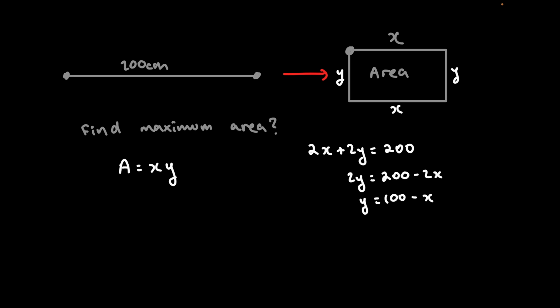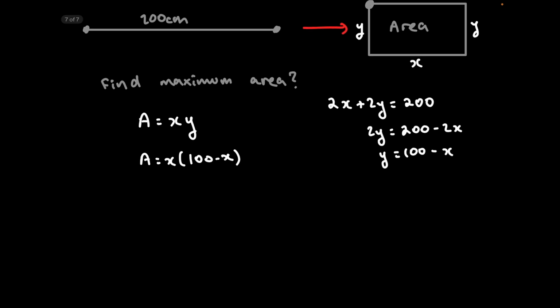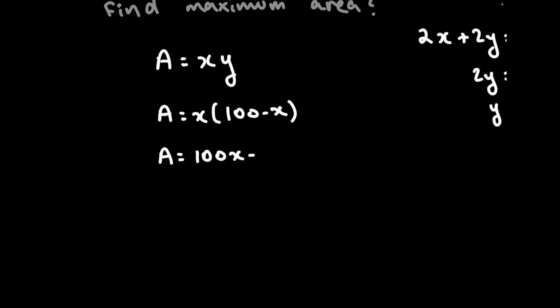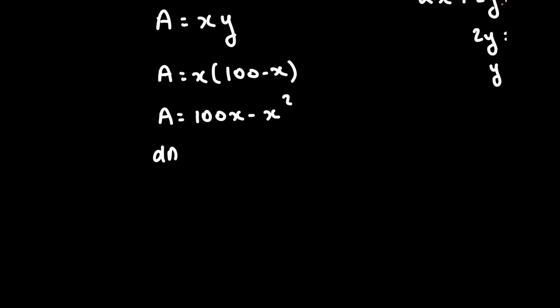So in other words, the area of this box here is really just the same as x times (100 minus x). Nice. So now that we have this, we can use calculus to determine the maximum area. First, I'm going to expand this out, so we get 100x minus x squared. If I calculate the derivative of this function, dA/dx, the derivative is simply 100 minus 2x.